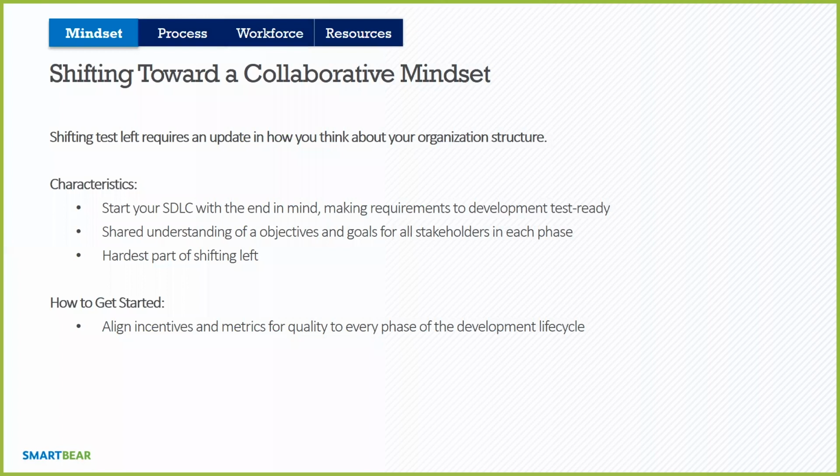And then that way your code can be test ready and it's easy to have that discovery occur earlier. There's this shared understanding of objectives and goals for all stakeholders in each phase. We talked about who's involved in shifting left. So the PO, the business analyst, all of these people are really going to be critical people to empower and have a shared understanding. This is usually the hardest part of shifting left. One of the things that can help people get started is aligning incentives and metrics for quality at every phase of the development cycle. And as Prashant was saying earlier, this is already occurring.